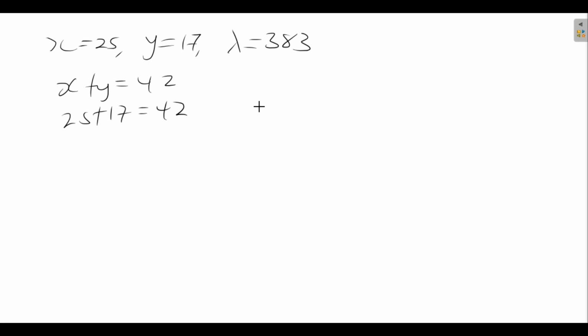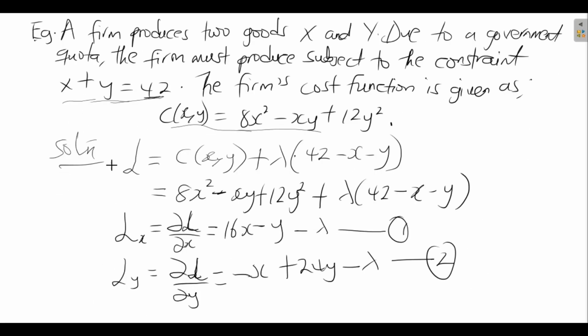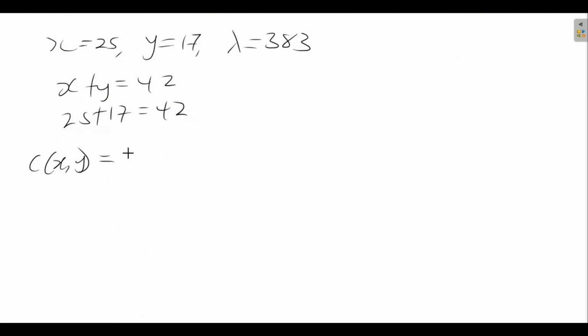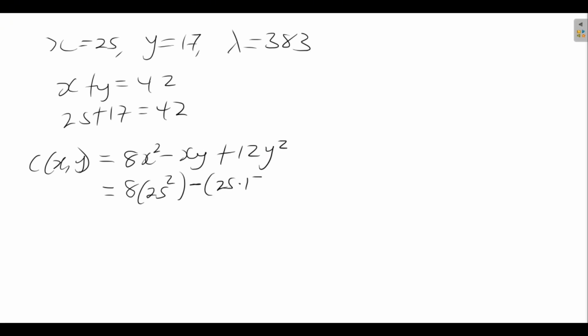Now what we can do is substitute the value of x and y into the cost function, right? What was the cost function? The cost function was giving us 8x squared minus xy plus 12y squared. So we are going to substitute the value of x and y into this equation to get the total cost involved. So x is 25, so we have 8 times 25 squared minus 25 multiplying 17 plus 12, and y squared is 17 squared.